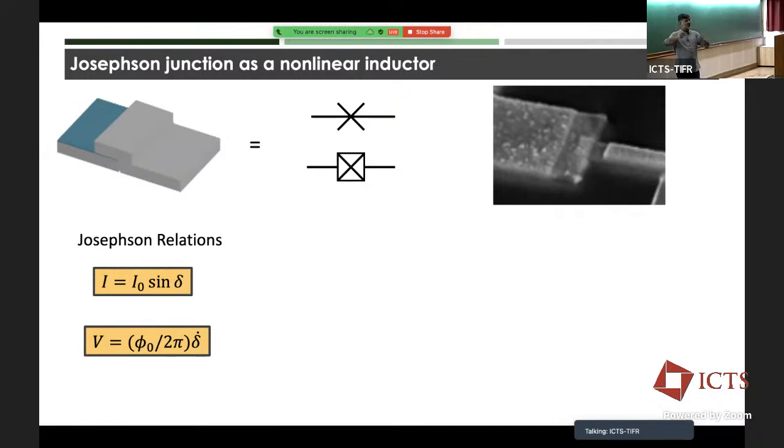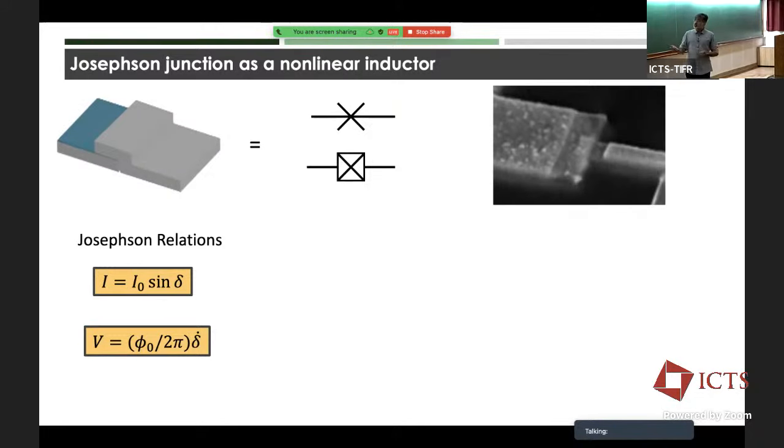There are other experiments and applications where one goes beyond I naught, and then you enter what's called the normal state or the voltage state of the Josephson junction. I'm just throwing it out there because some of you might have heard about these terms.